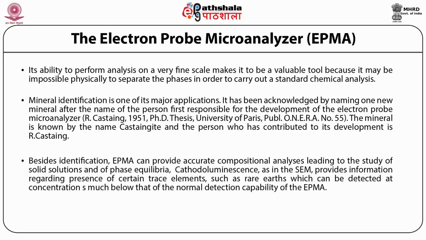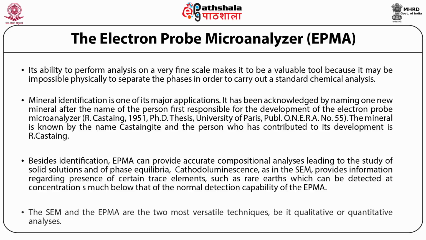Besides identification, EPMA can provide accurate compositional analysis, leading to the study of solid solutions and of phase equilibria. Cathodoluminescence, as in the SEM, provides information regarding the presence of certain trace elements, such as rare earths, which can be detected at concentrations much below that of the normal detection capability of the EPMA. The SEM and the EPMA are the two most versatile techniques, be it qualitative or quantitative analysis.